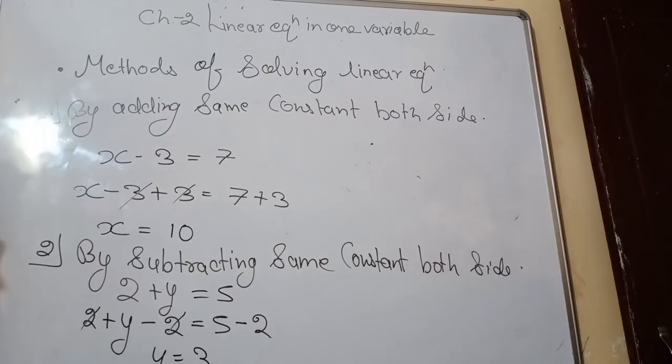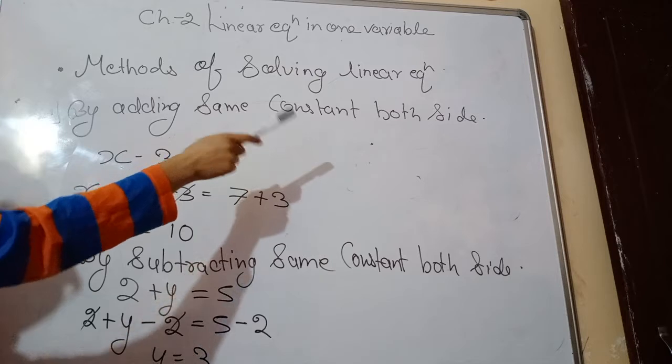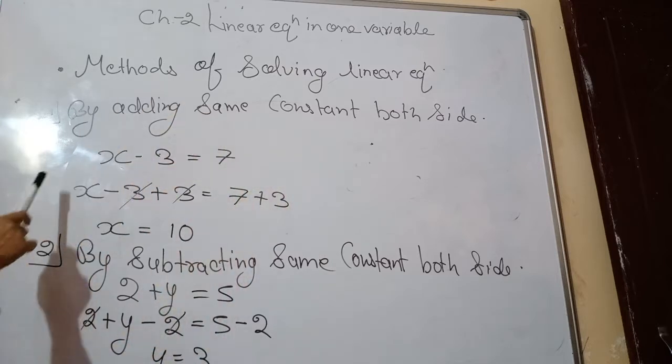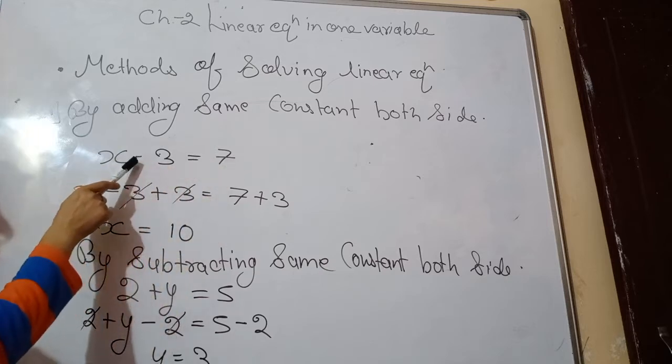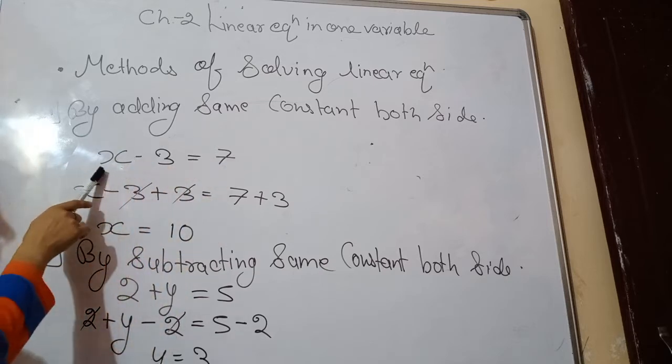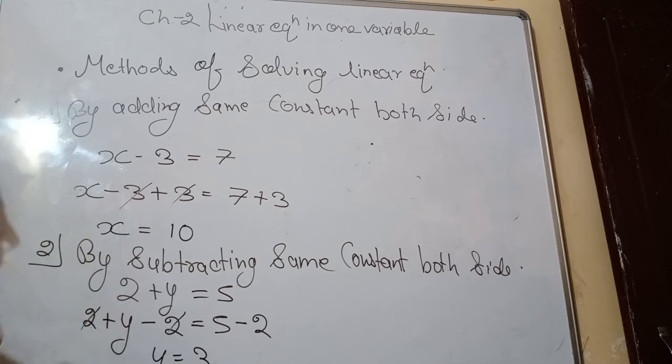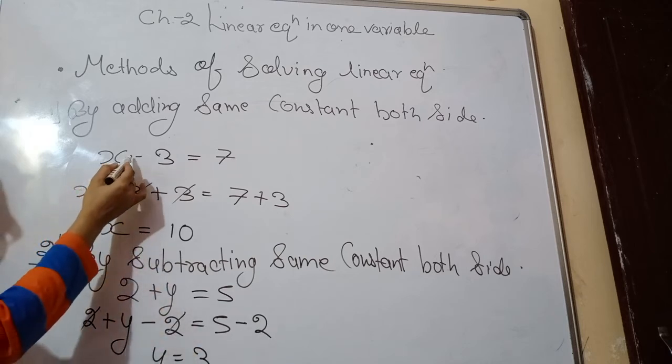Now here are some methods of solving linear equation. So by adding the same constant on both sides, we will get the solution of the given linear equation. See here, in this linear equation, what is the arithmetic sign given here? Arithmetic operational sign is given negative. Here is x minus 3 equals to 7.